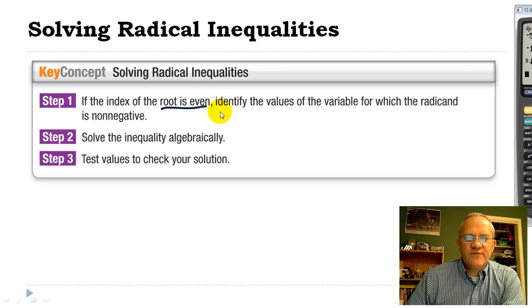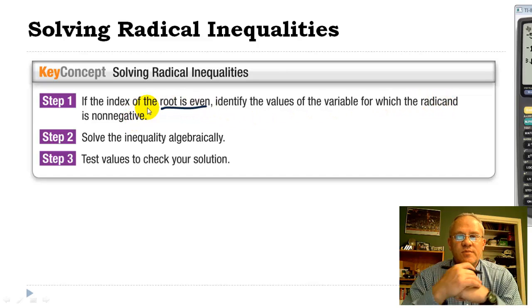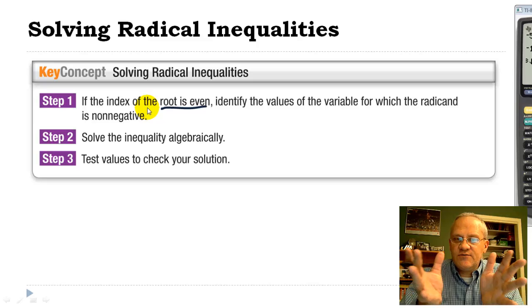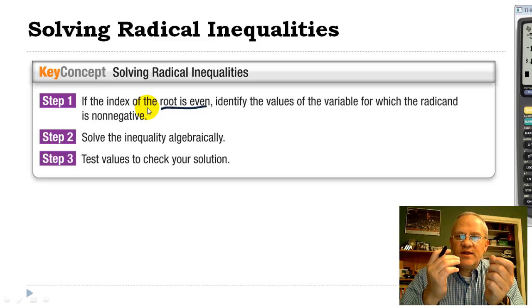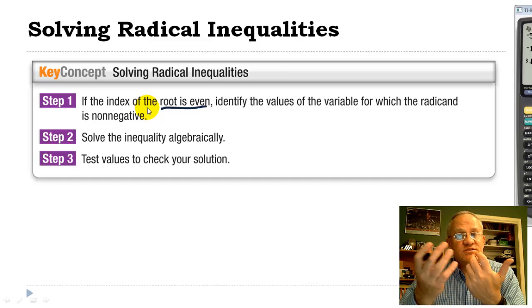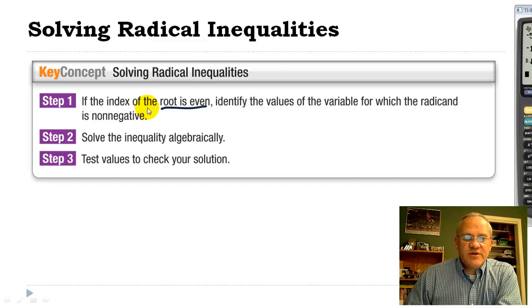So here's what we have to do. It says identify the values of the variable where the radicand is non-negative. So basically that means, since it's an even root, like a square root, we cannot have a negative underneath the radical sign, because that would make an imaginary number. That's why this has to be even, because we've talked about this, that if it's a cubed root, you could have a negative number under there. So that's why it's only when it's even.